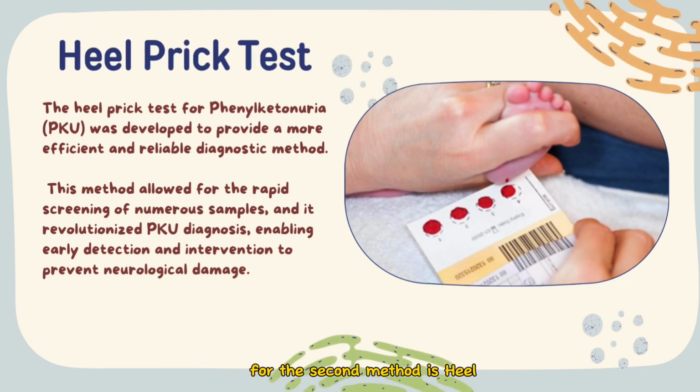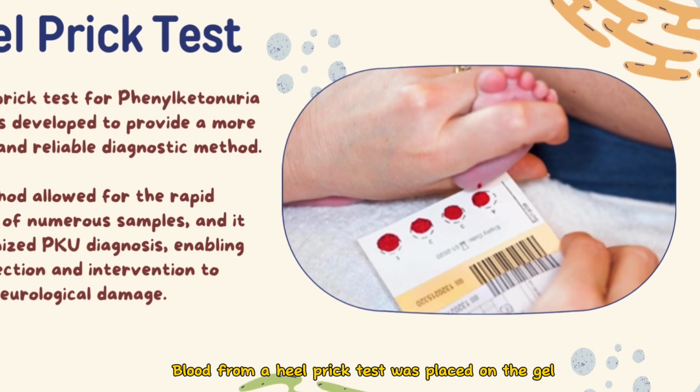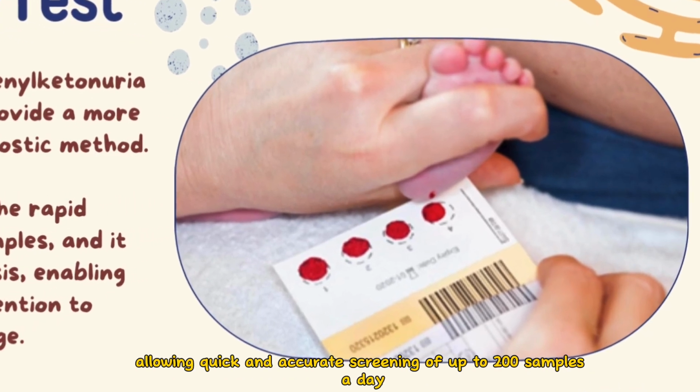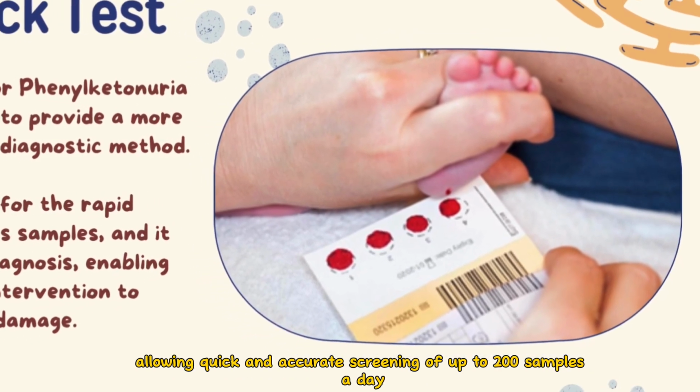The second method is the heel prick test. In 1957, Robert Guthrie developed the heel prick test for PKU, replacing the less reliable ferric chloride test. The Guthrie method used a gel that inhibited bacterial growth unless phenylalanine was present, indicating PKU. Blood from a heel prick was placed on the gel, allowing quick and accurate screening of up to 200 samples a day.